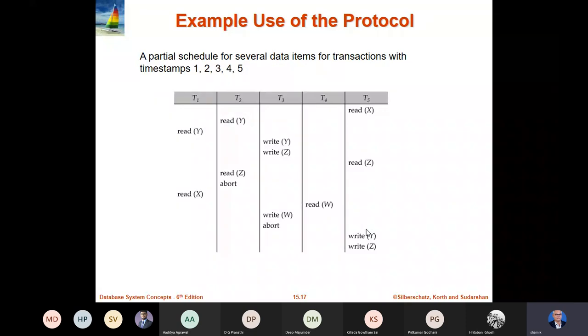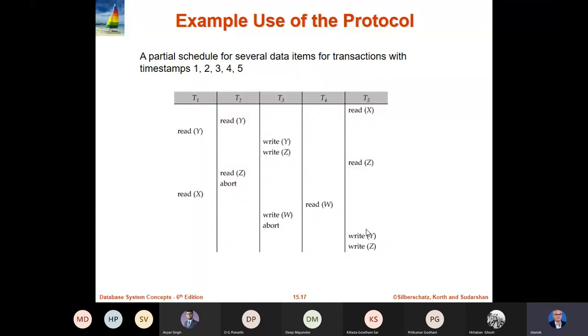Now you see that T5 does a read X, then T2 does a read Y, then T1 does a read Y. As T5 does a read X, the read timestamp of X will be set to 5, which is the timestamp of T5. When T2 does a read Y, the read timestamp of Y will be set to 2. And when T1 does a read Y, of course it is reading, but the read timestamp of Y will still remain that of T2. That means it will still remain at 2.